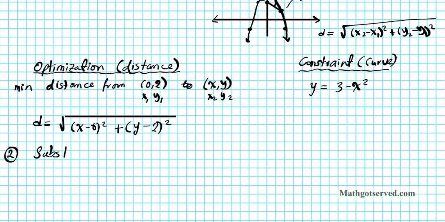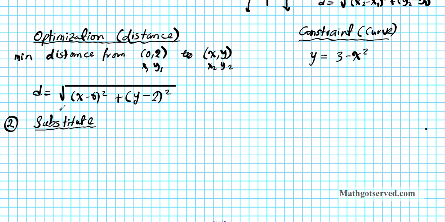So substitute. If you notice, our distance function is in terms of two variables, which is hard to differentiate in one dimension. So we need to make a substitution here. What kind of substitution can we make so that this distance function can be expressed in terms of one variable? You see this constraint, that's the beauty of the constraint function: y equals 3 minus x squared. So let's substitute that into our distance formula.